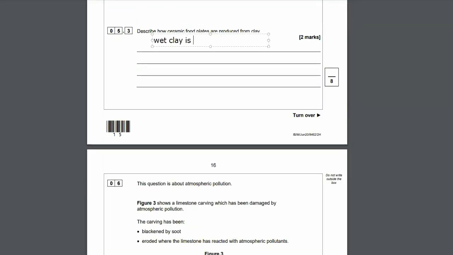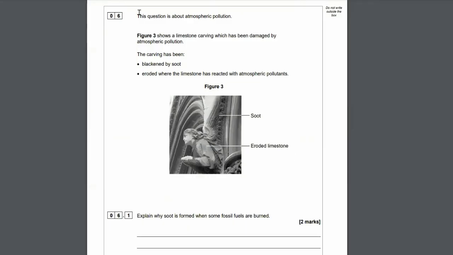So for 5.3, it just says describe how ceramic food plates are prepared, or produced, from clay. You just take wet clay. You might have used clay to make something before, and then you heat it in an oven so that it basically hardens. You can just say heat it, but the correct term is a kiln. It's a type of oven where we heat clay.